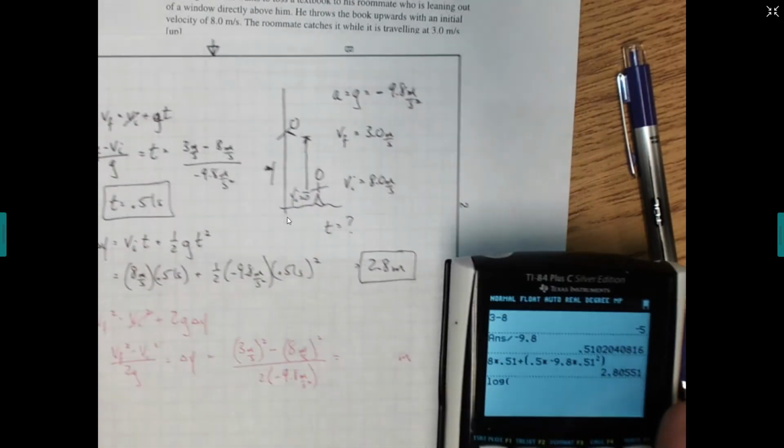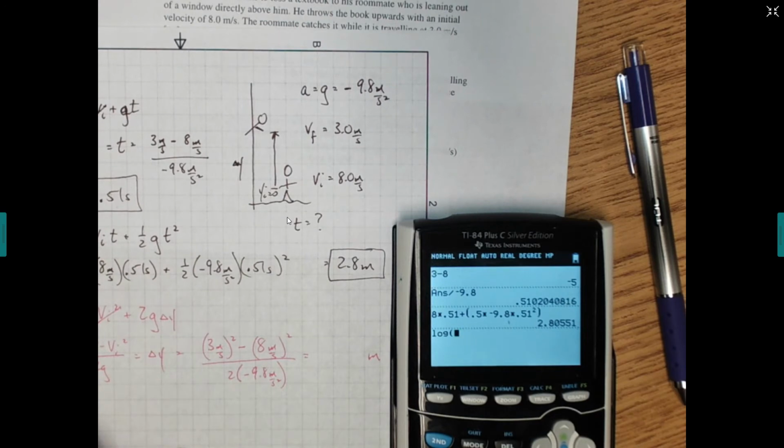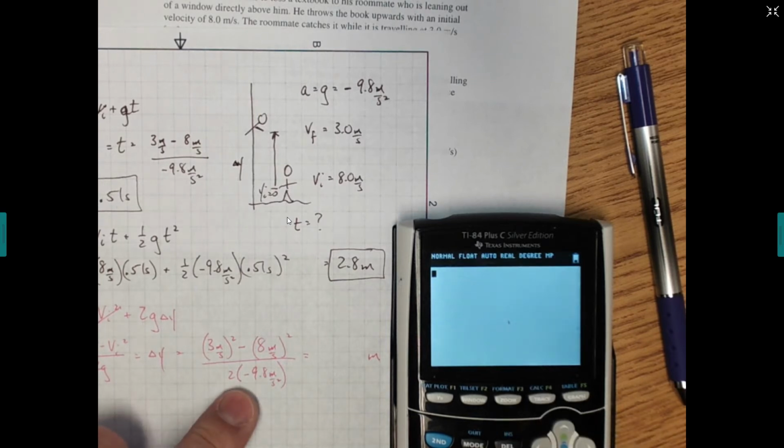Let's see if I can put it in my calculator and still do good here. So we have 3 squared minus 8 squared. Oh, what did I hit there? Well, I did a log. Who knows what I did? Let's try that again. 3 squared minus 8 squared. That looks better. Divided by 2 times negative 9.8.